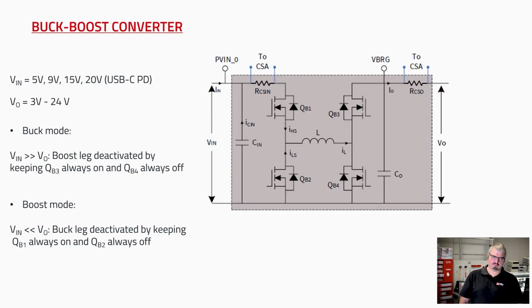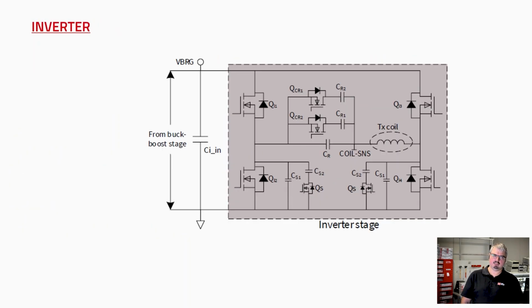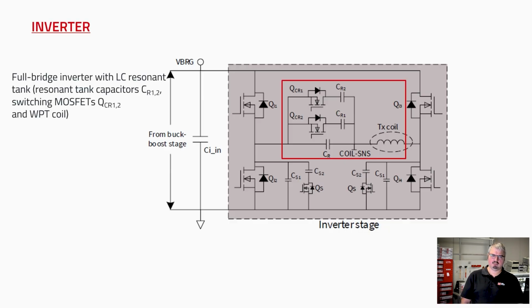In the boost mode, which means that the input voltage is lower than the output voltage, the buck leg is deactivated by keeping Q1 always on and Q2 always off. Then you have an inverter. So in our case, we use a full bridge inverter with an LC resonant tank.